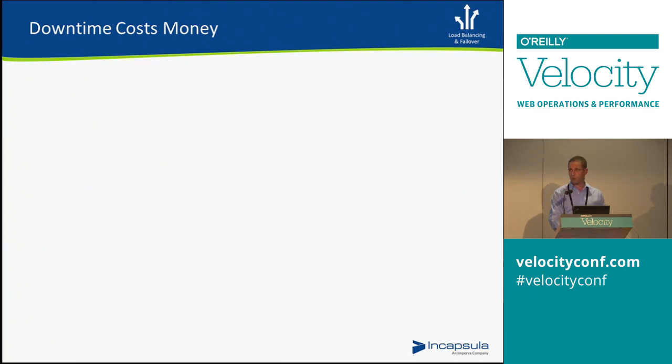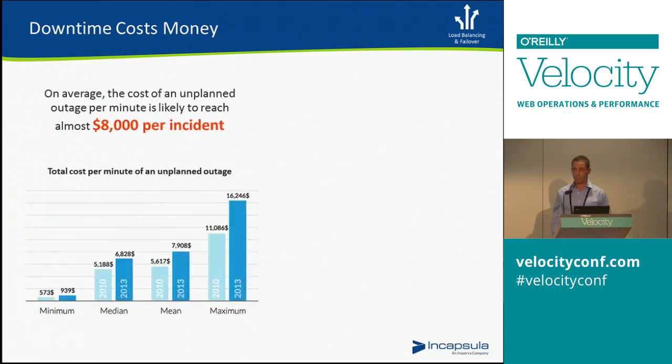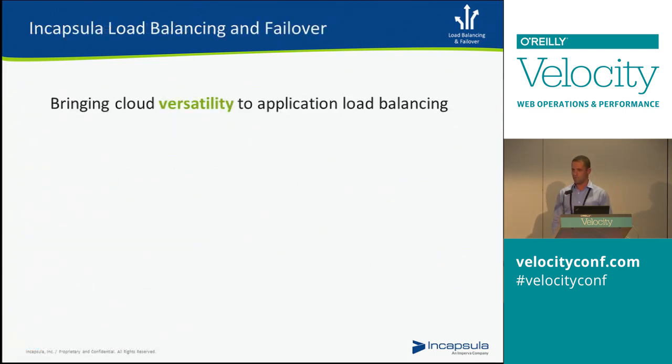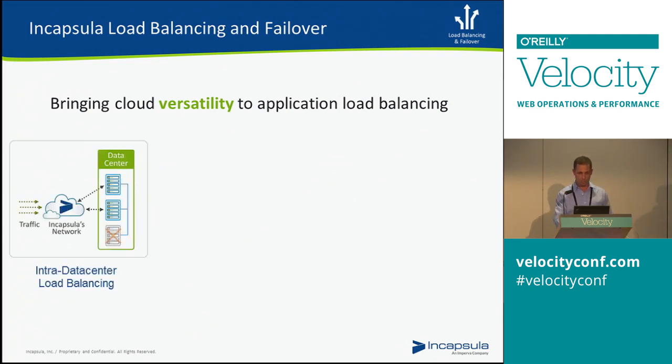Last thing that I wanted to talk about is load balancing and failover. It's a very important aspect of application delivery, the availability aspect, keeping the application up. I just wanted to show a few researches that I collected. Downtime costs money, and a lot of money. And Incapsula, as a cloud provider, can improve the availability of sites by load balancing and failovering servers and data centers. And I'll show you in a minute different options that are available there.